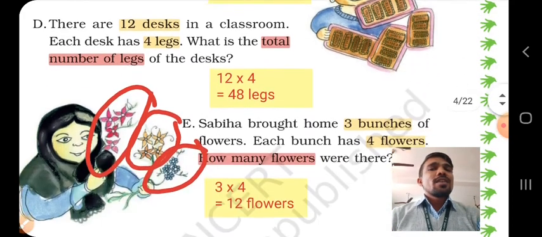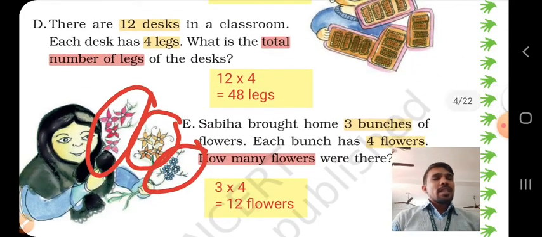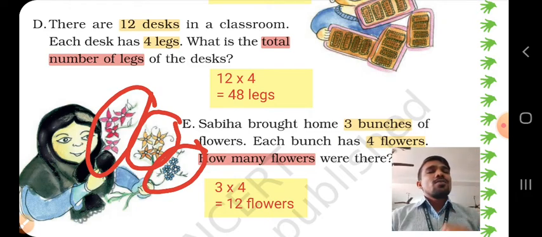Fine. D1. There are 12 desks in a class. In a classroom, there are 12 desks, means benches. 12 benches are there. Each desk has 4 legs. You might have seen a bench in a classroom, isn't it? So each desk has how many? 4 legs, isn't it?